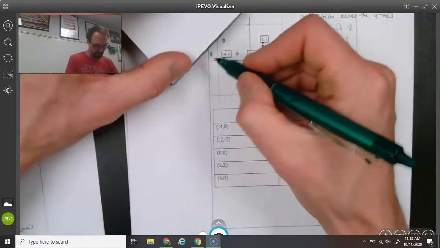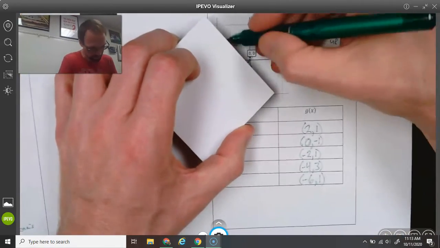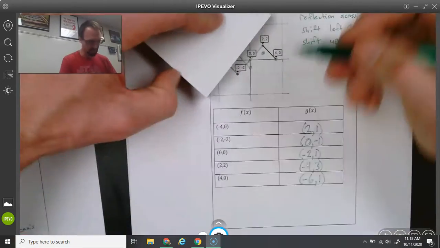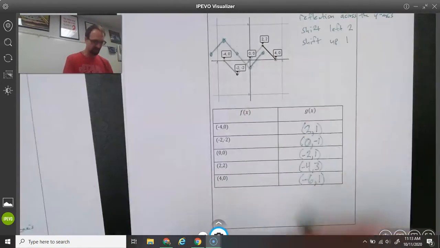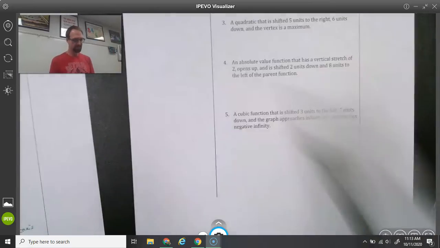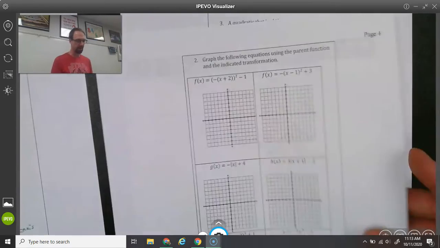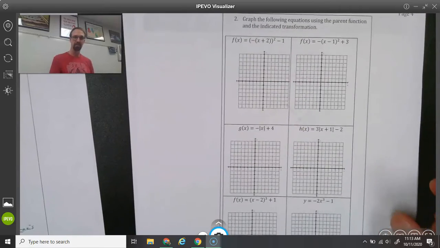Now, if I connect these, it makes a very similar shape to this, except it's just transformed, and that's logically what's going on here. If you think about what's happening at each of these points, they're each going through a series of transformations to get to their new coordinate or their new value. So that looks like it's reflected across the y-axis, shifted to the left, and then up 1. There's example 1. So we're going to talk about graphing each of these, then using the parent functions of the indicated transformations in our next video.